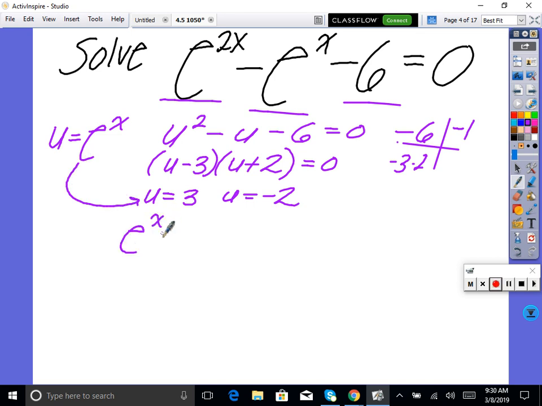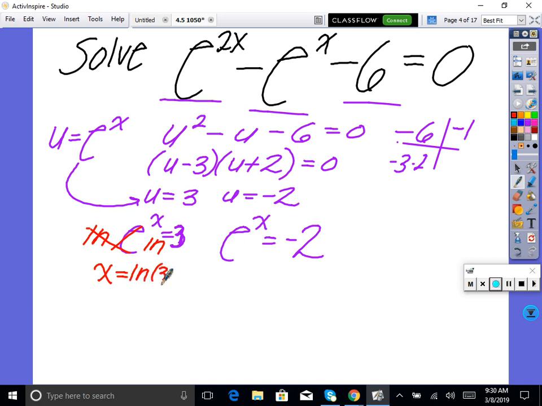So we have e to the x equals 3, and we also have e to the x equals negative 2. Now you're trying to solve for x, so how do you undo e? ln both sides. ln and e undo each other, so x is equal to ln of 3. That's our first answer. Decimal to 2 decimal places. Perfect, so 1.09, so we'll go with 1.1.